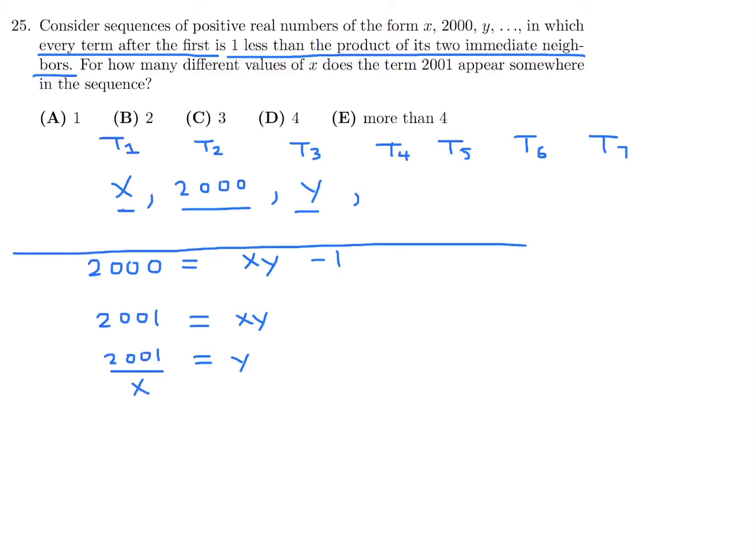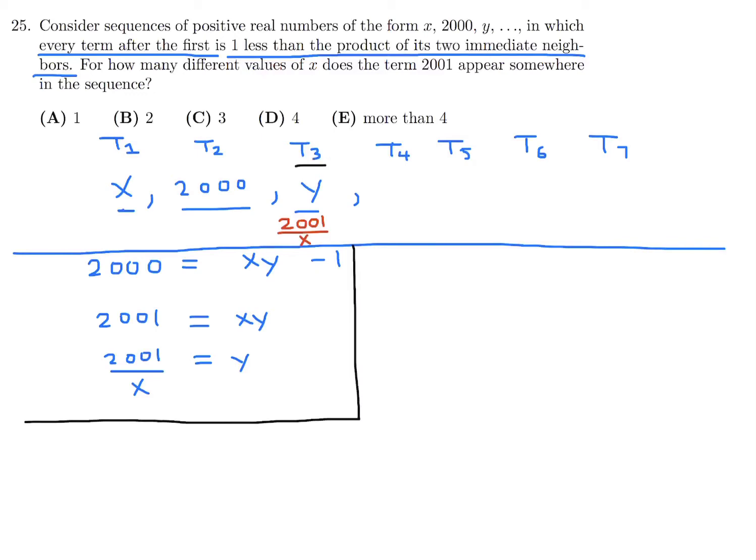Okay, so let's try to make this neat. Let's not make it messy. Let's use different colors. X is fixed as x, all right? 2000 is fixed as 2000, but y is 2001 over x. Okay, so far so good. So that was T3 that we just found. Now let's figure out T4. How do we figure out T4?